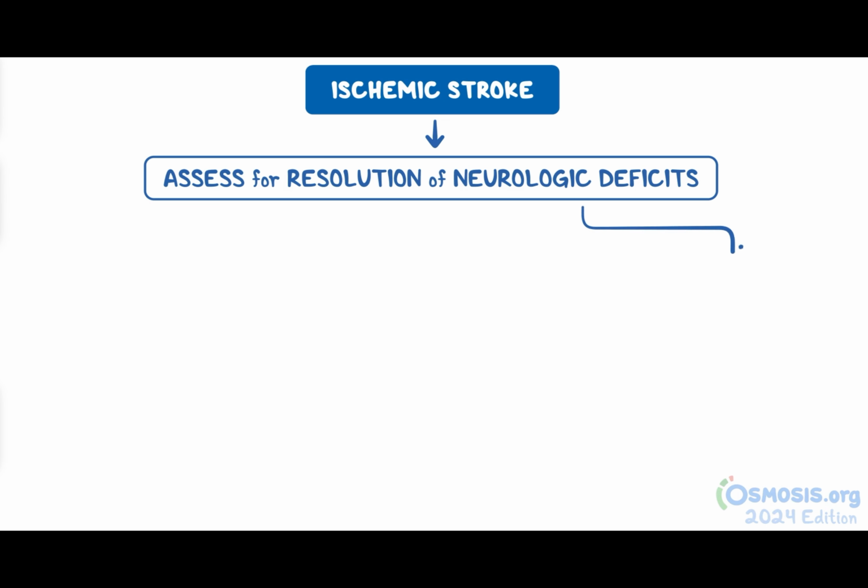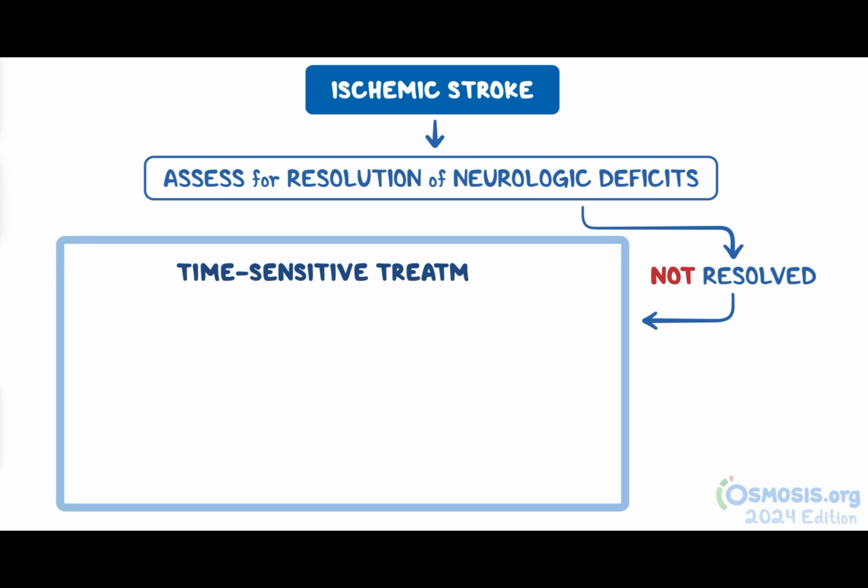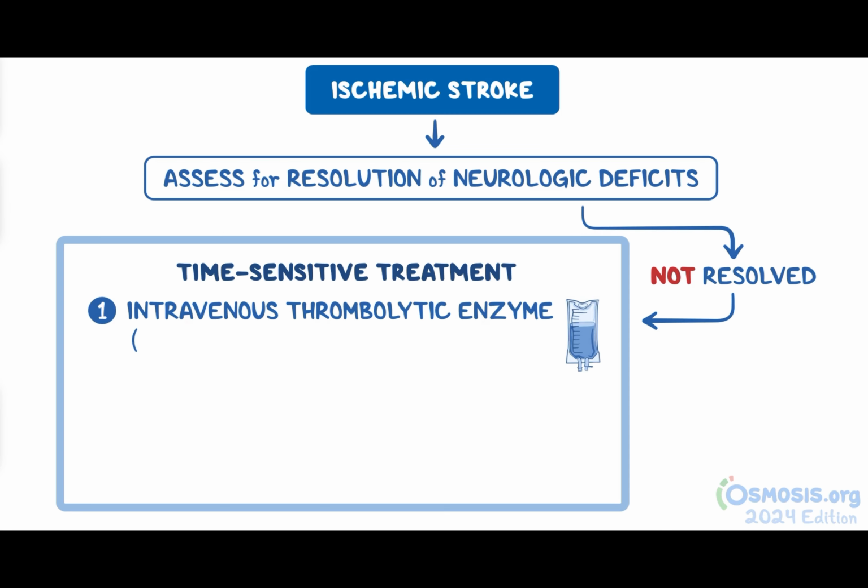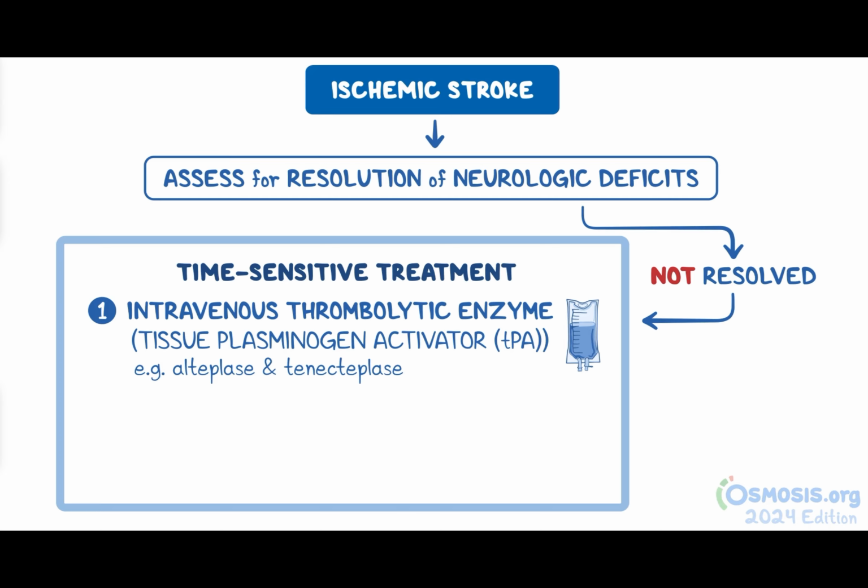However, if neurologic deficits are not resolved, proceed with 2 time-sensitive treatment decisions. First, determine if you can use an intravenous thrombolytic enzyme known as tissue plasminogen activator, or TPA, such as alteplase and tenecteplase. Consider intravenous TPA only within the first 4.5 hours of stroke onset and if the patient's blood pressure is less than 185 over 110 millimeters of mercury.